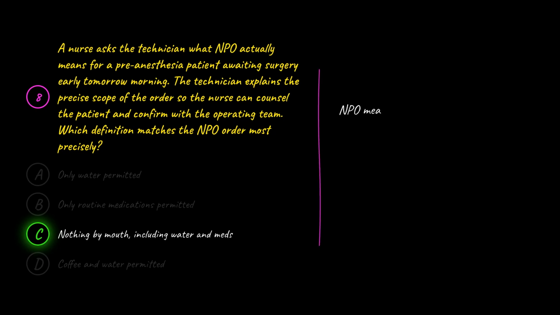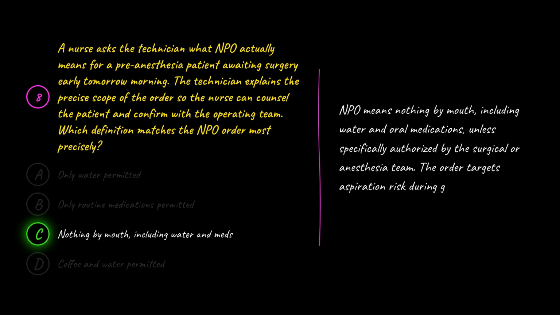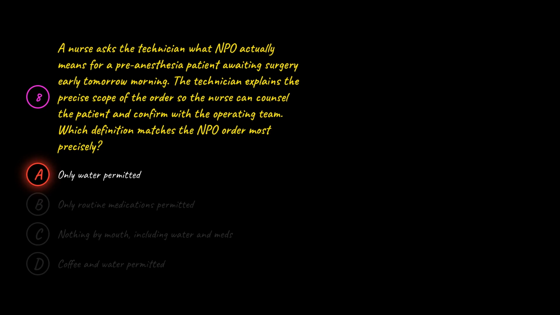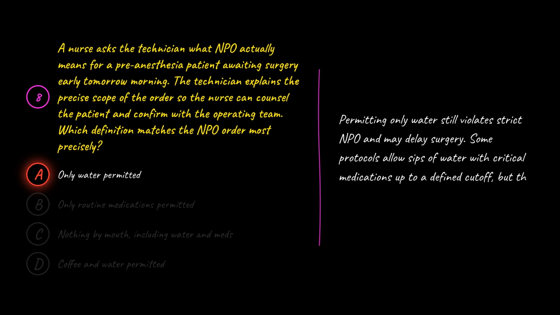C is correct because NPO means nothing by mouth, including water and oral medications, unless specifically authorized by the surgical or anesthesia team. The order targets aspiration risk during general anesthesia, so even small intake can postpone the procedure. A is wrong because permitting only water still violates strict NPO and may delay surgery. Some protocols allow sips of water with critical medications up to a defined cutoff, but the default NPO interpretation is no water at all without specific authorization.